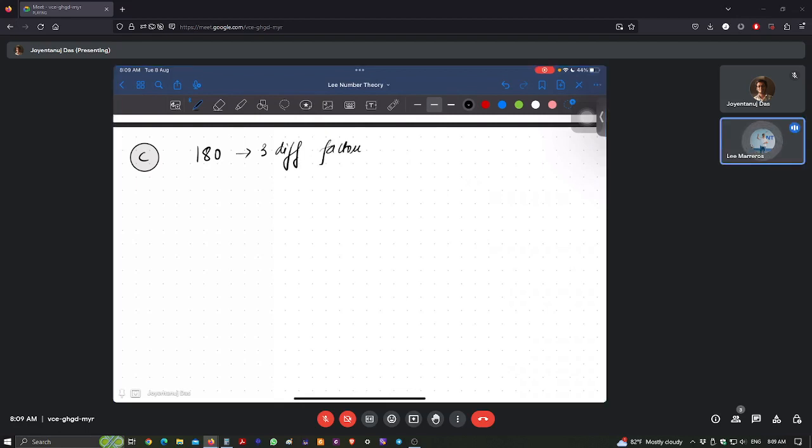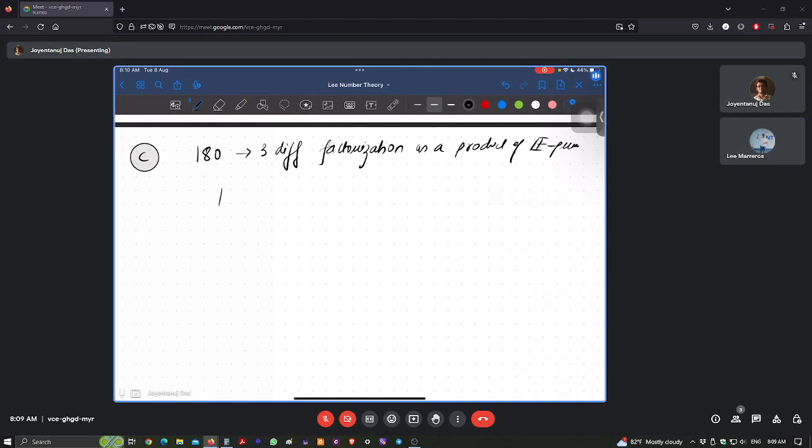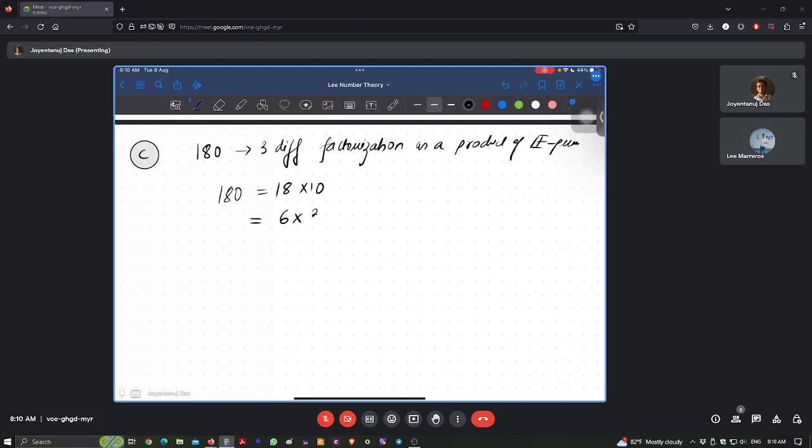No, I don't remember. Let's say 180. One thing I remember is it is 18 into 10, right? So 18 into 10 is a prime factorization. Similarly, 6 into something you can write. 180 divided by 6 is 30. So this is also an E prime factorization, and one more is there. What is that?